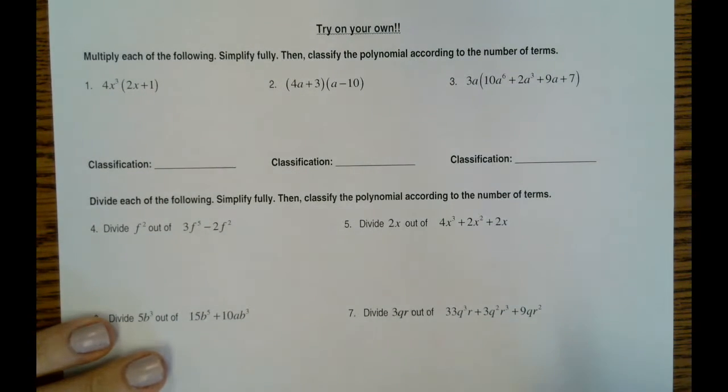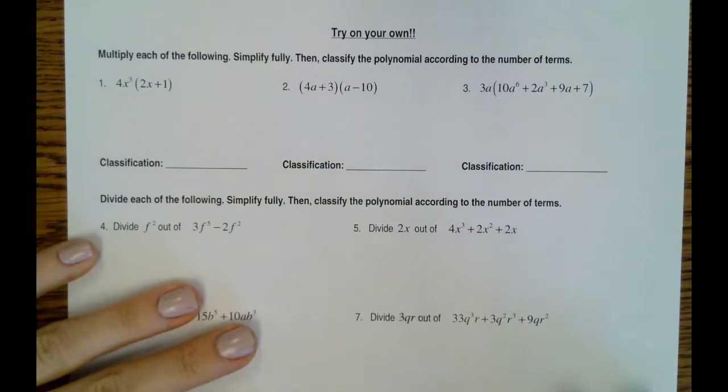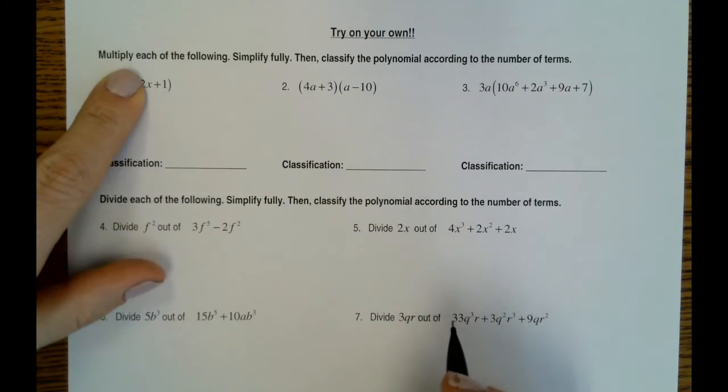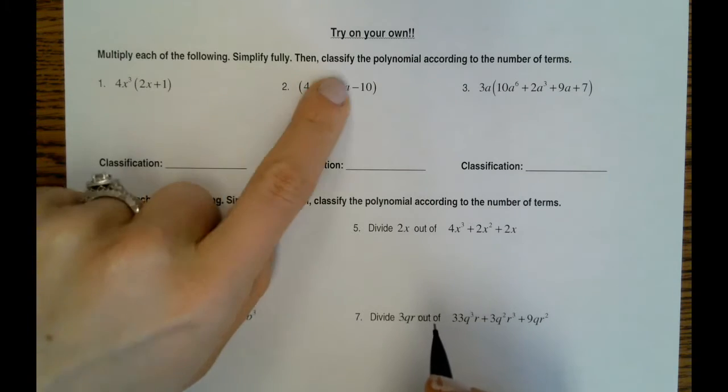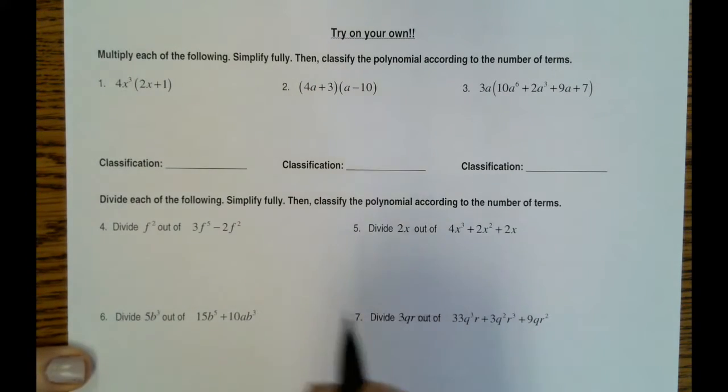Okay, group, we're on page 5. Try it on your own. We're going to do some practice here. It says multiply each of the following. Simplify fully, and then classify the polynomial according to the number of terms.